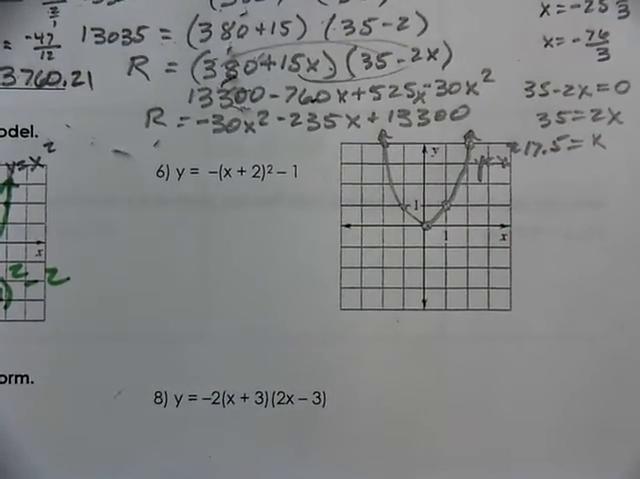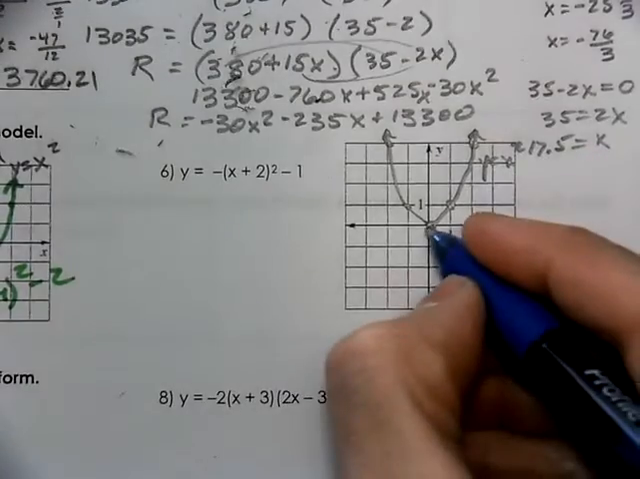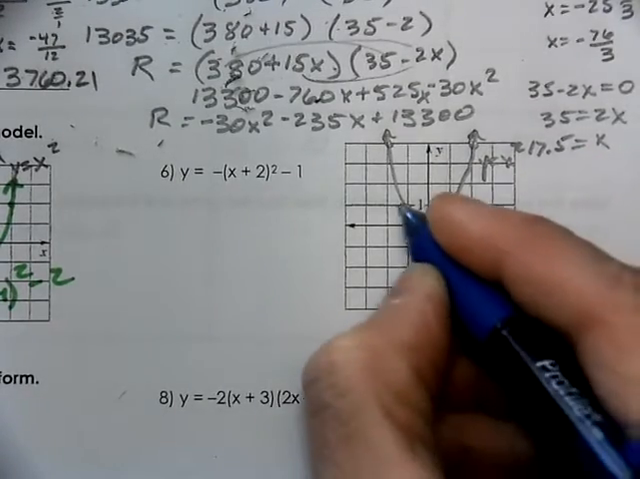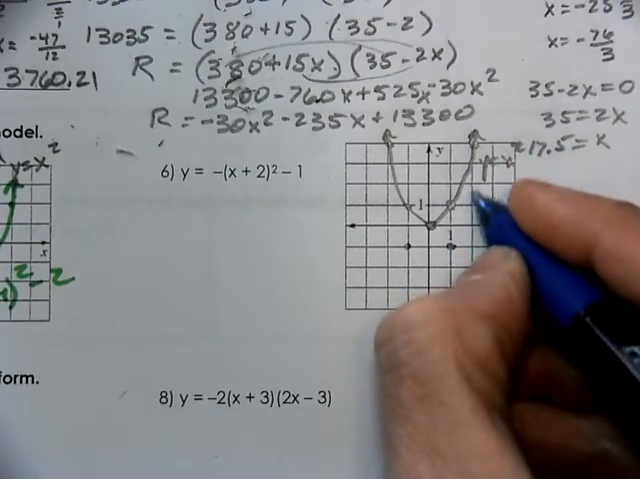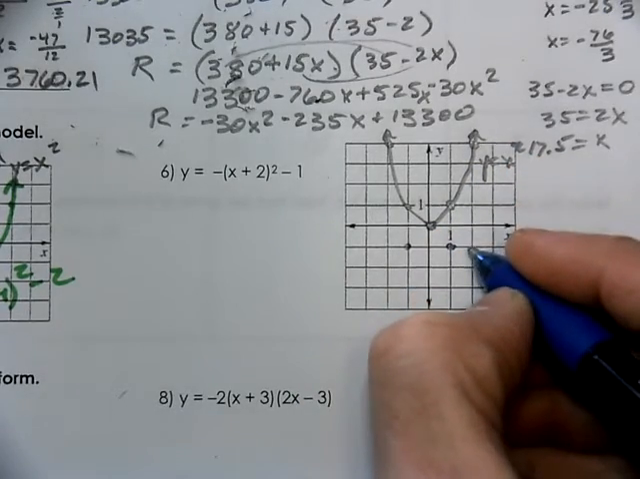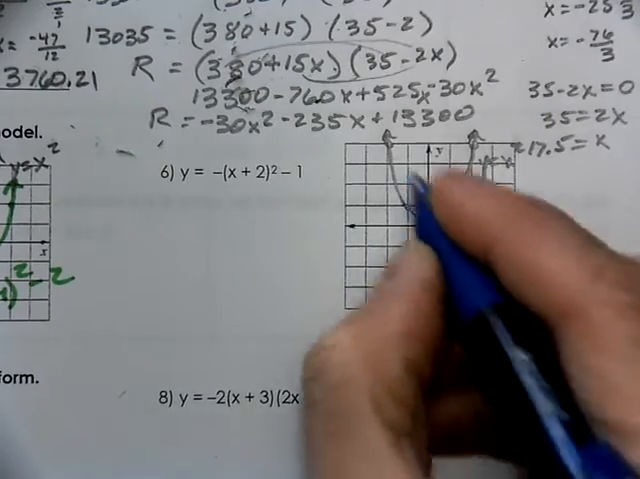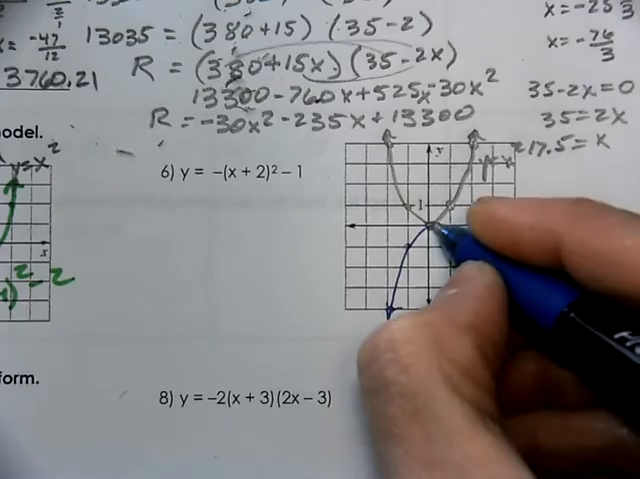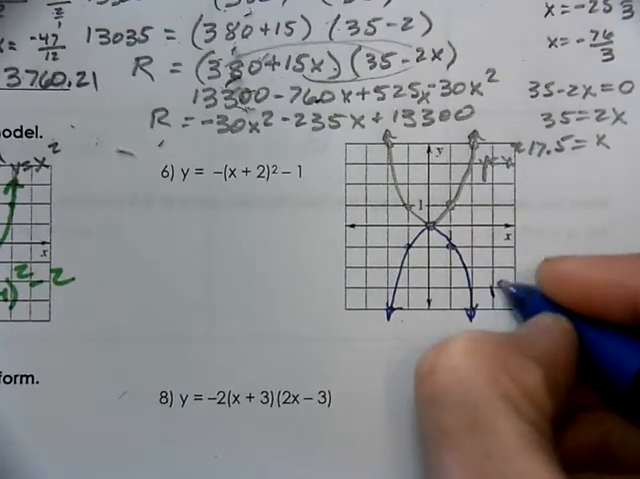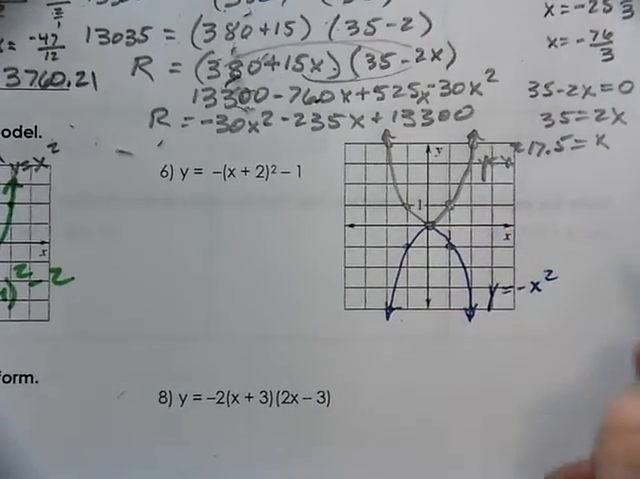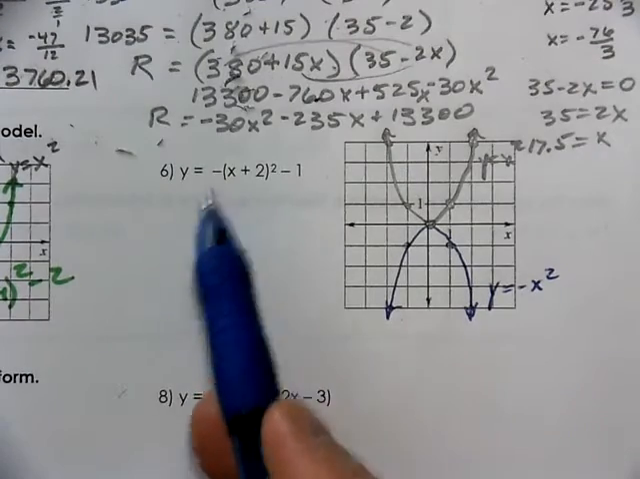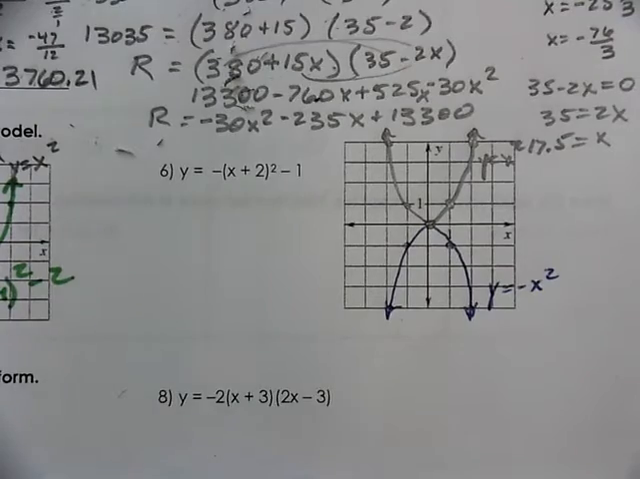This one has a reflection. So we're going to flip it over the x-axis. Before, it was 4 above it, so now we go 4 below it. So that was the negative. That's y equals negative x squared. There's no stretch because there's no other number in front of the parentheses. So there's just a translation.